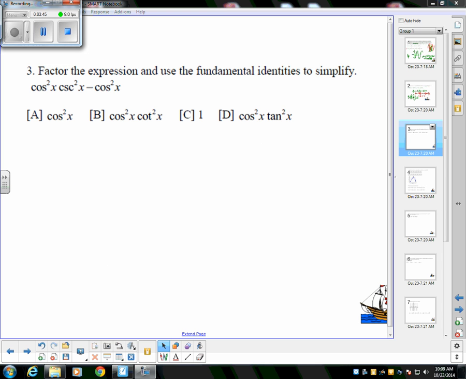Okay, so we have a question here that says factor the expression and use the fundamental identities to simplify. We have had a discussion here off of the recording, and most of y'all feel that it is answer choice B. Prove that. Use a little vote there. All right, B is correct. And this is why.